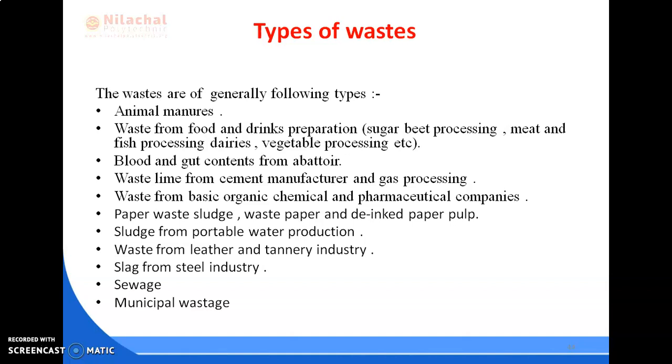So these are some types of wastes which we get in everyday life, and we have to properly dispose this sewage after treatment or without treatment as per the requirement. And we have to keep in mind that the environment should be neat and clean and safe or hygienic after disposal of the sewage.